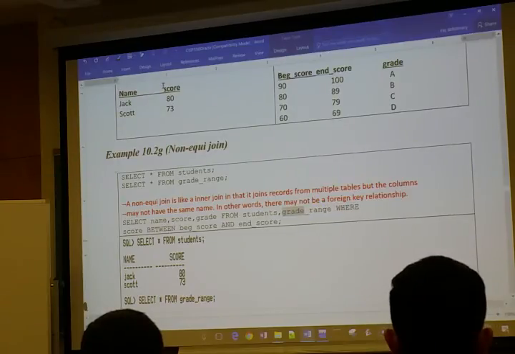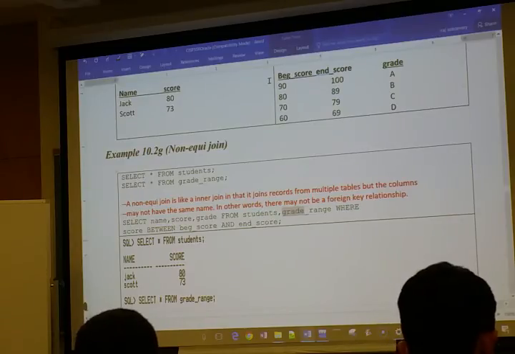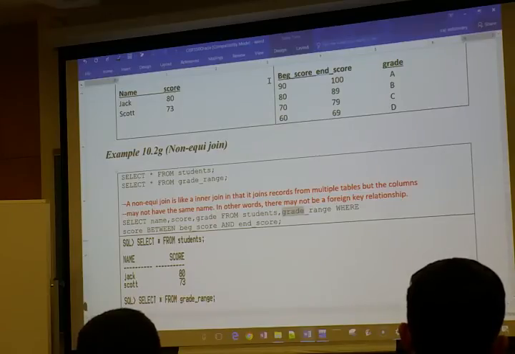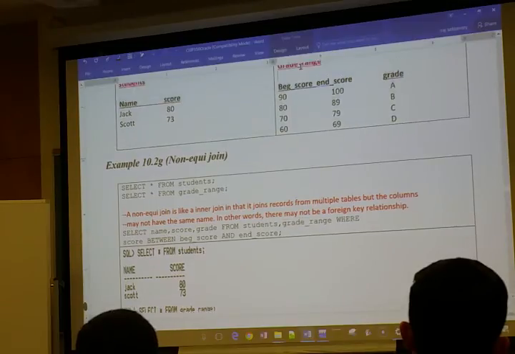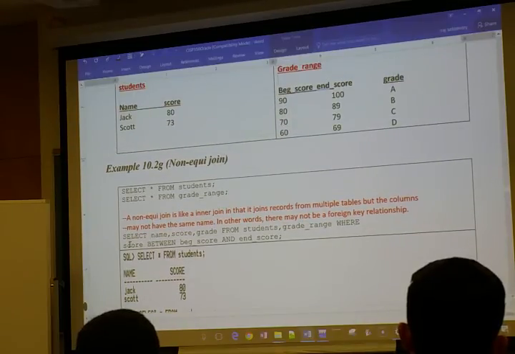Now, you notice that this score right here doesn't match up with any one of these columns. It has to deal with the range that we're looking at. And that's why it's a non-equi join, because we're still trying to match it up with a row on the other side, but it's not a one-to-one match of a column with one column here. So look at how we do it. We say our score is between the beginning score and the end score.